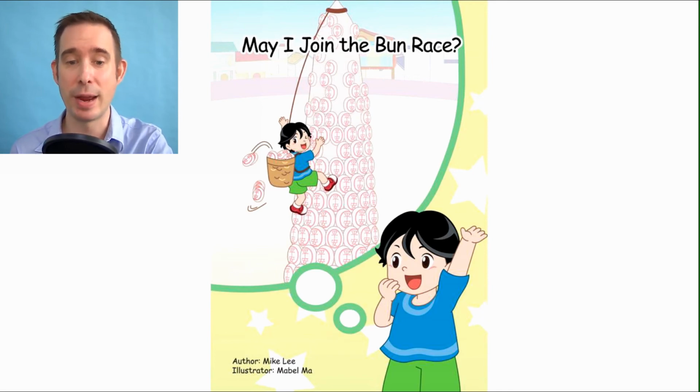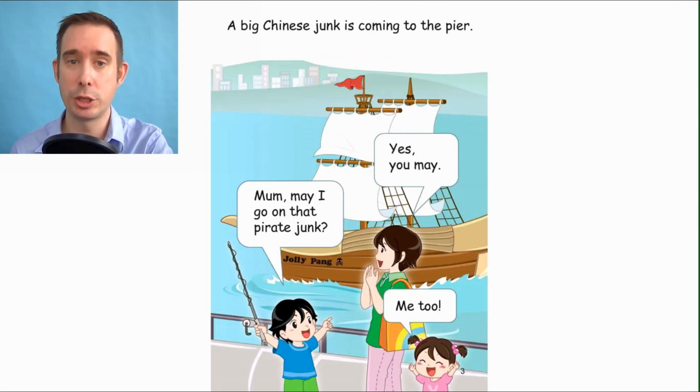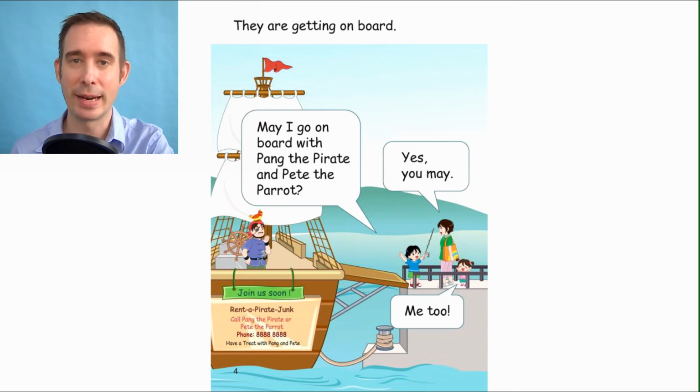May I join the bun race? By Mike Lee, illustrator Mabel Ma. Aunt Eve, Bella, and Steve are waiting for the ferry. Mum, may I go to the bun festival on Chong Chow? Yes, you may. Me too. A big Chinese junk is coming to the pier. Mum, may I go on that pirate junk? Yes, you may. Me too. They are getting on board. May I go on board with Pang the pirate and Pete the parrot? Yes, you may. Me too.